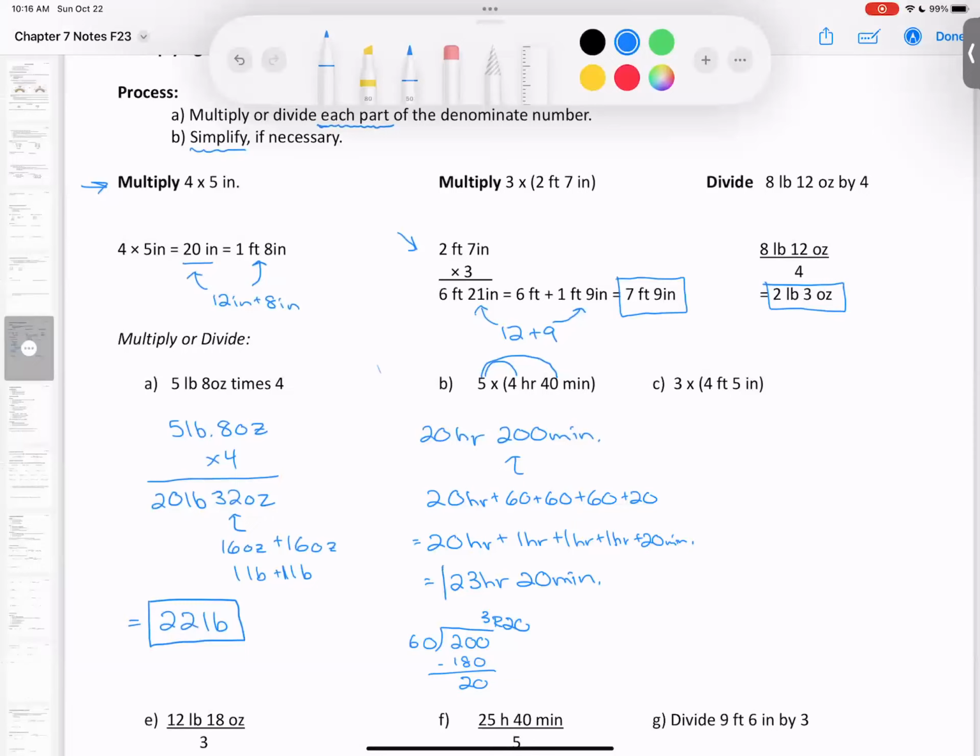So pause this video and try that next one on your own. Okay, and let's try this next one now. So we're going to do 3 times 4 to get 12 feet. And then we've got 3 times 5 inches gives us 15 inches. We have one group of 12 inches. So that 15 inches is really the same thing as 12 inches plus 3 inches. And we know 12 inches is 1 foot. Remember, that is in your formula sheet. And so our full answer then is going to be 13 feet, 3 inches.